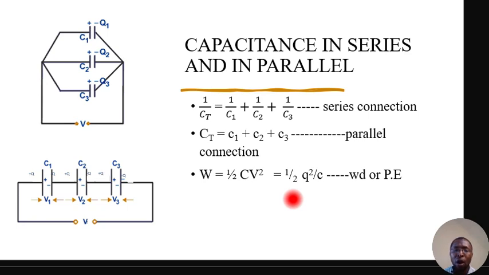So this is just all that we need to know about the concept of electric field.